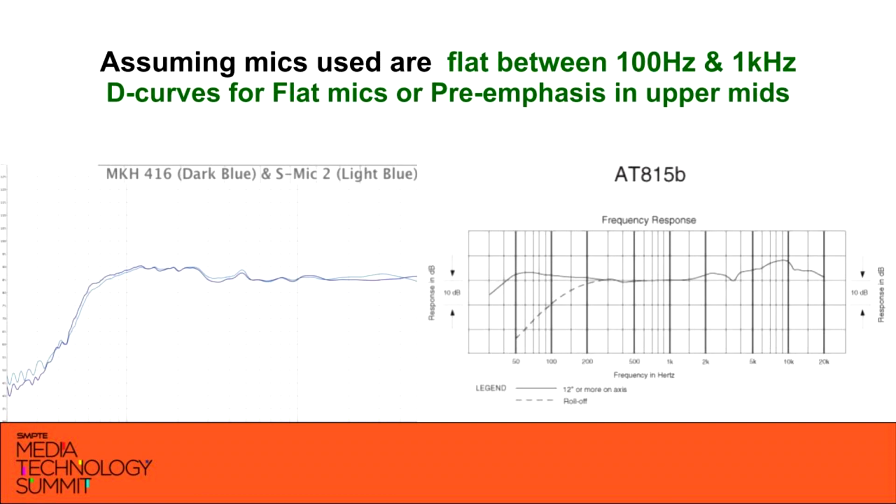This would assume professional microphones, though, that are flat between 100 hertz and 1K. And if a microphone had any preemphasis, like the AT815B, which I have, does have some preemphasis in the upper mids, well, you can tell by ear it's got preemphasis, and you leave it flat because it's already got it. But if it doesn't have preemphasis, you might want to add a little bit of preemphasis, especially if you're layering on sound effects and music onto a soundtrack.